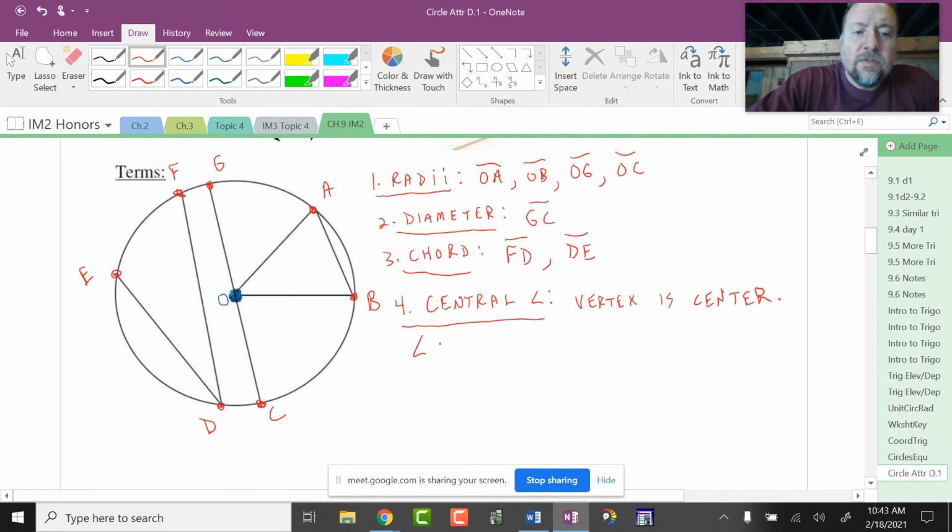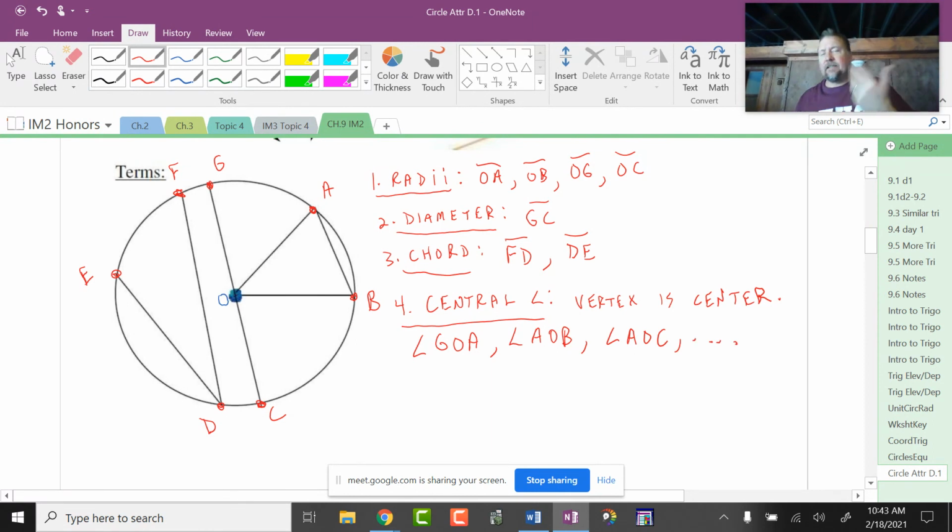I'll list a couple. So GOA, for instance. Notice O is in the middle. The vertex must be in the middle for an angle measure. Some people, I did think, messed that up when we did some angle stuff. AOB. And then I'm going to do one of those bigger ones, like AOC. That is also considered a central angle. Just we're saying that's not the only ones. We have quite a few more.